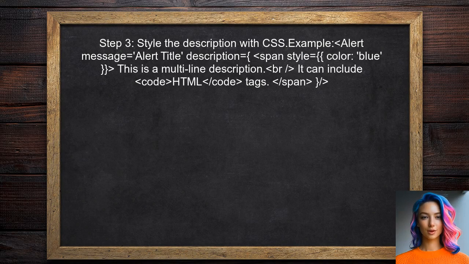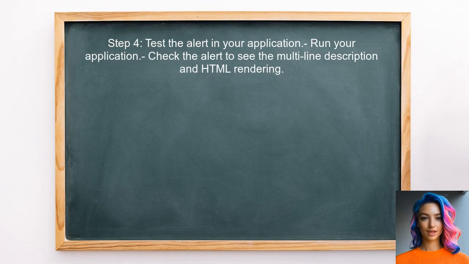Additionally, the user can style the description using CSS to enhance its appearance. This can be done by applying custom classes or inline styles. Finally, the user should test the alert in their application to ensure that the multi-line description and HTML rendering work as expected. This can be done by running the application and checking the output.